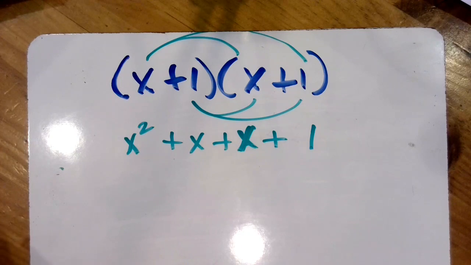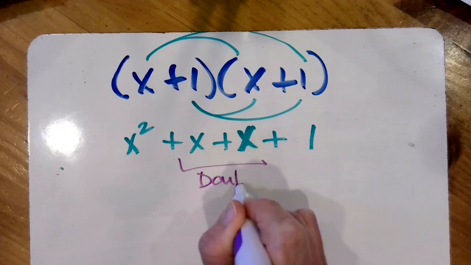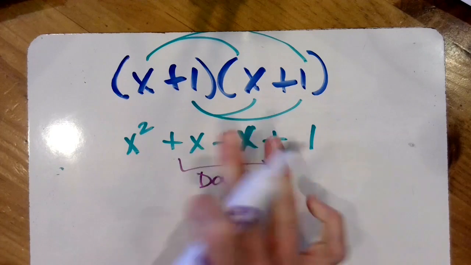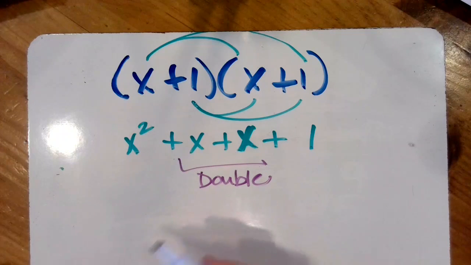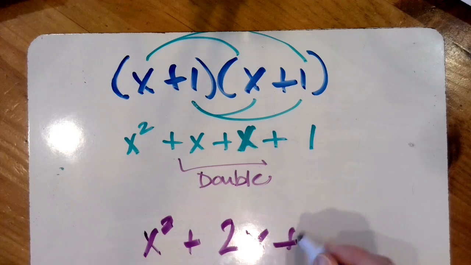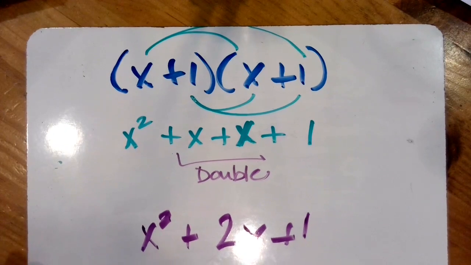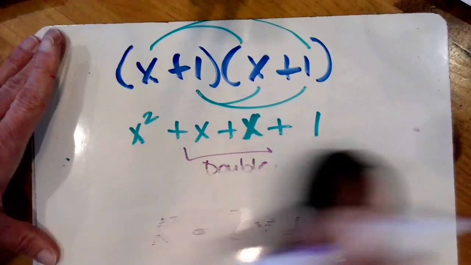Check it out. When we go to combine like terms, this is where we have our double. And that double is the result of having 2 identical products. So we wind up with x squared plus 2x plus 1 for our answer. All right, so we'll find that one on the sheet. And we'll take a look at number 4.